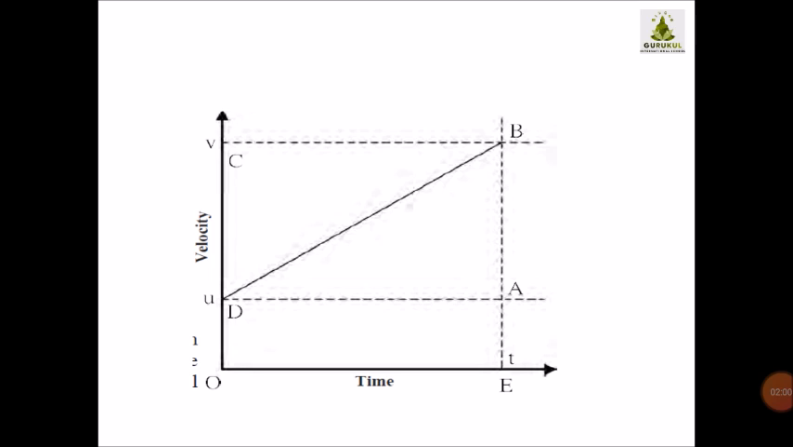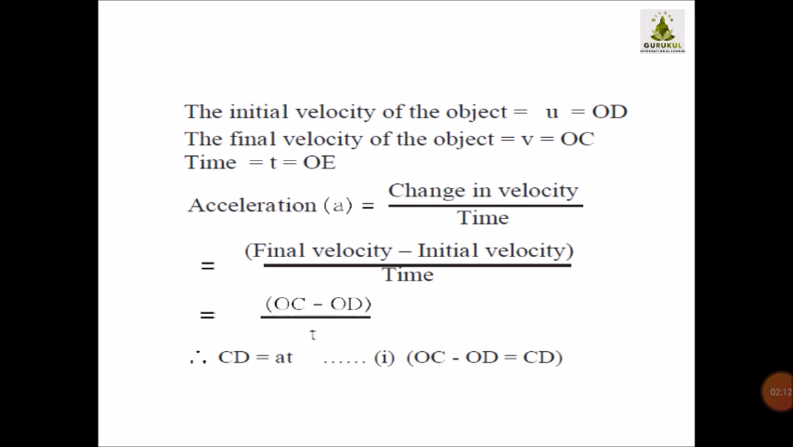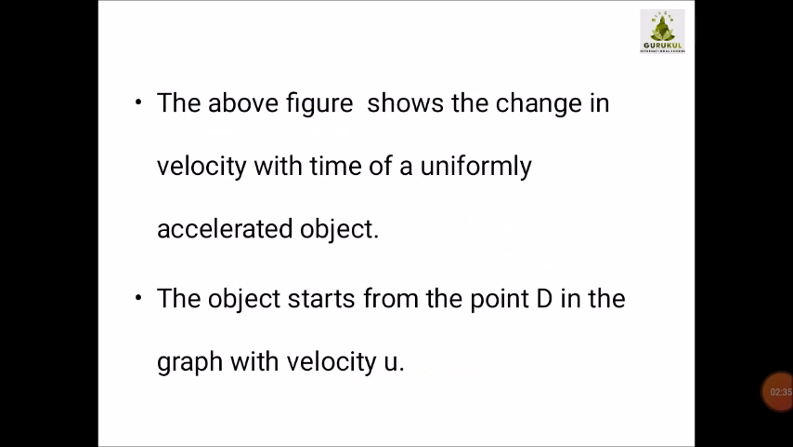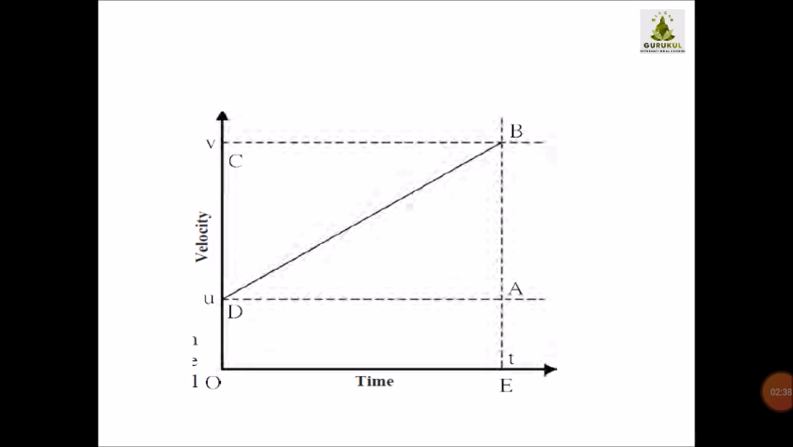Okay children, see, the distance OD in your graph shows your initial velocity, and OC shows you the final velocity. Initial velocity of the object is shown by u, that is the distance OD on your y-axis. Final velocity is represented by small v, and that is the distance OC. Time is given as small t, and it is denoted by OE. Here OE is showing you the time axis.